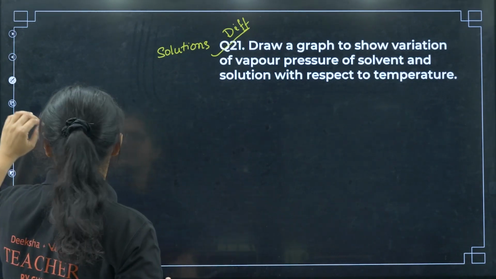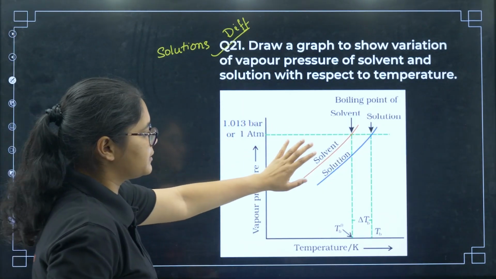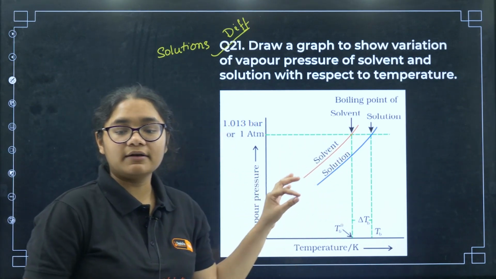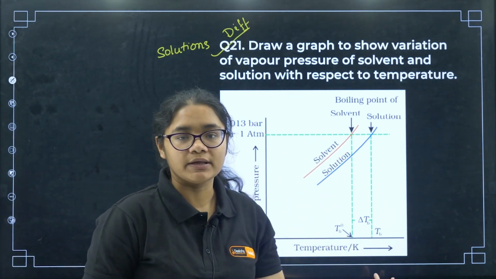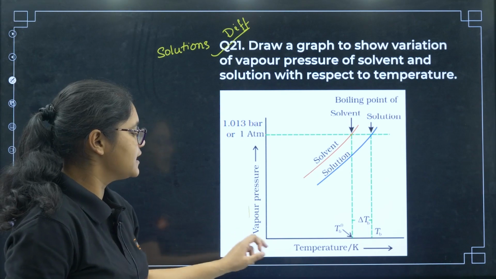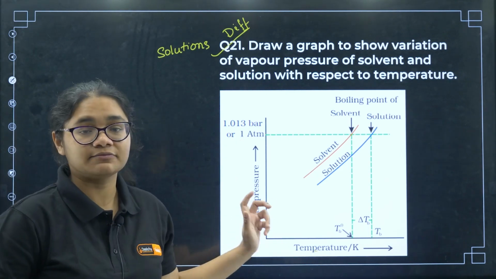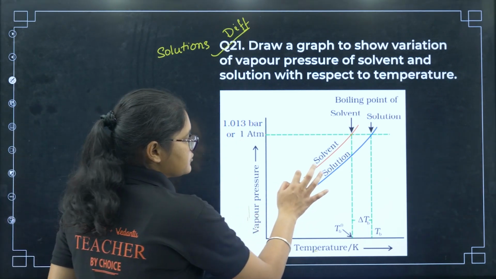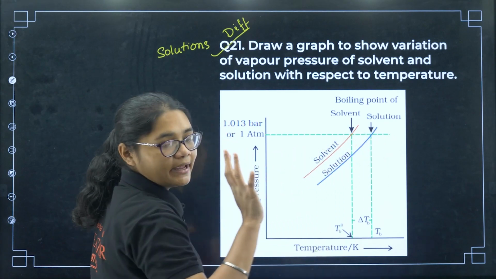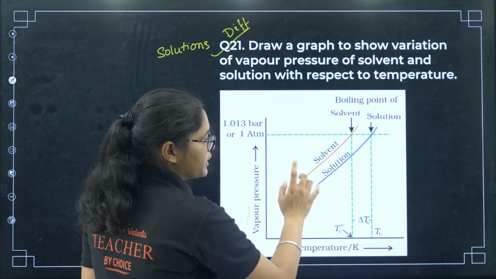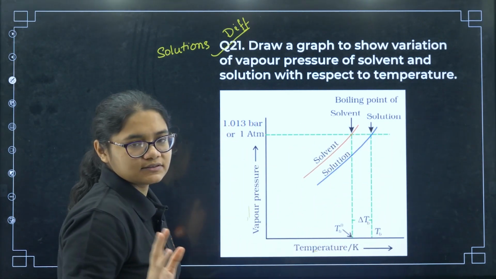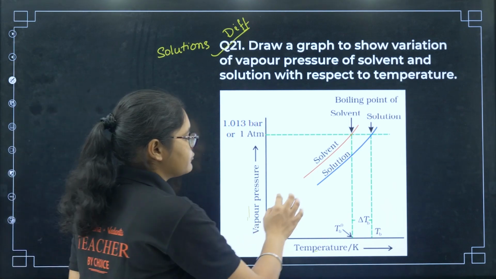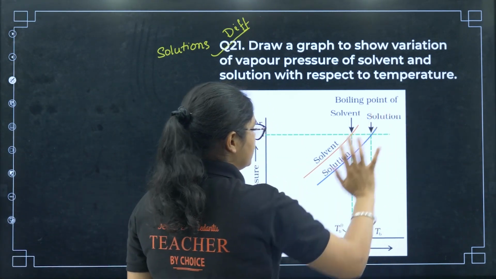So here basically the question is asking you to draw this particular graph where we show the elevation in the boiling point. So if you see here, x-axis is temperature and y-axis is vapor pressure, and vapor pressure of the solvent will be more and solution will be less. So that you have to show here. Here this boiling point and all, this is not mandatory to show, you just have to draw this one and then this one and then this one.